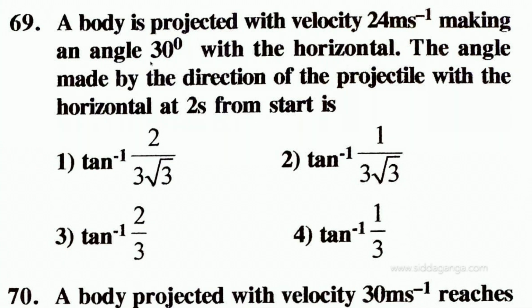69th problem. A body is projected with a velocity of 24 meters per second, making an angle of 30 degrees with the horizontal. The angle made by the direction of the projectile with the horizontal at 2 seconds from the start is?